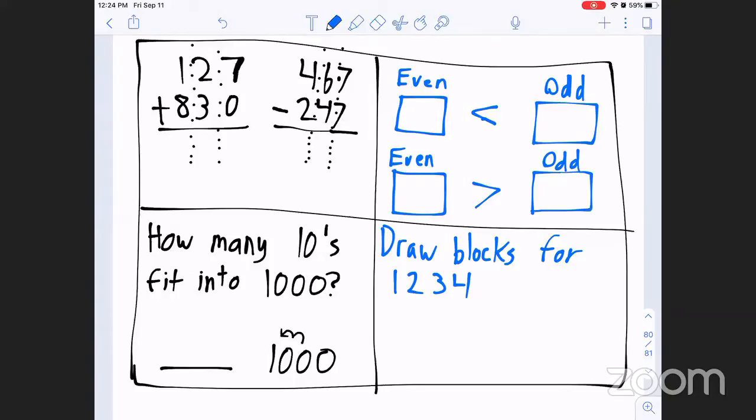Okay. How many tens fit into 1,000? Think about what we talked about yesterday. You know how many tens go into 100. Then we got to move over one more place. Okay, 2 jumps. Think about what that means. Then draw blocks for 1,234. You guys are pretty good at the blocks. Remember how we draw our 1,000 block. Try to remember it from yesterday.